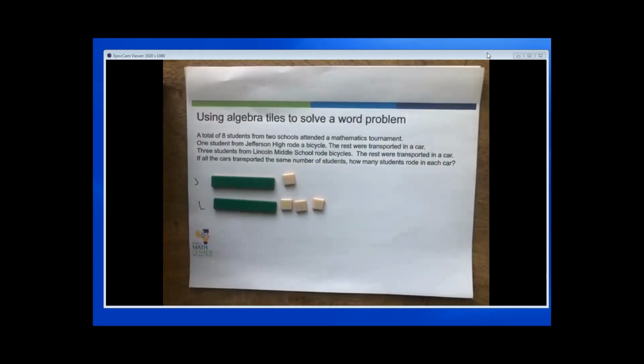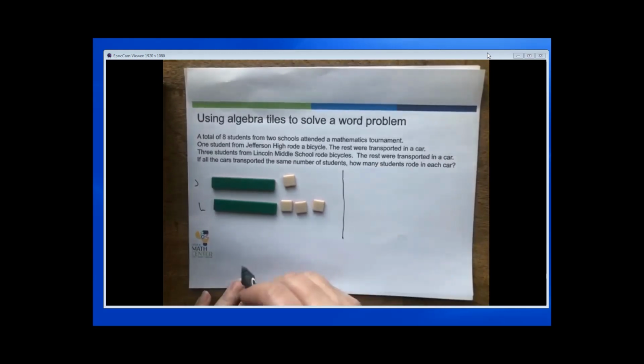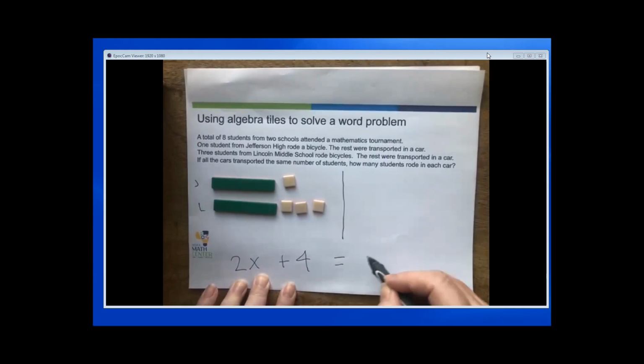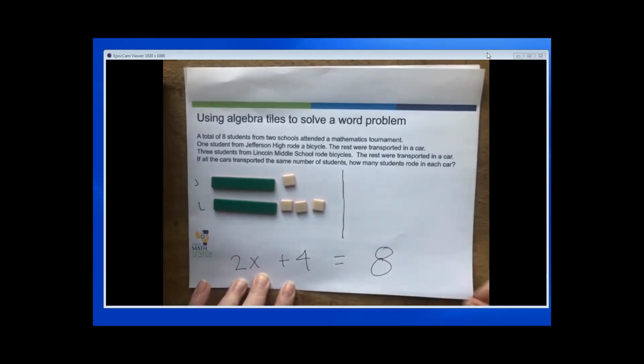All of this, the first sentence says it's a total of 8. So 2x plus 4 would equal 8 total. So I can put 8 on this side.